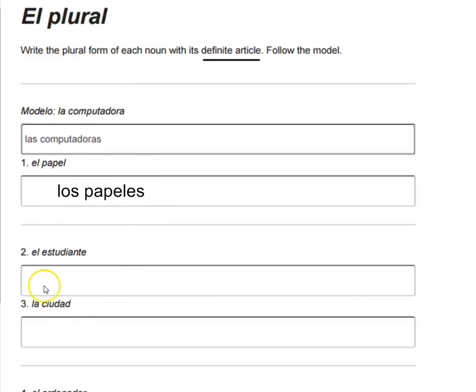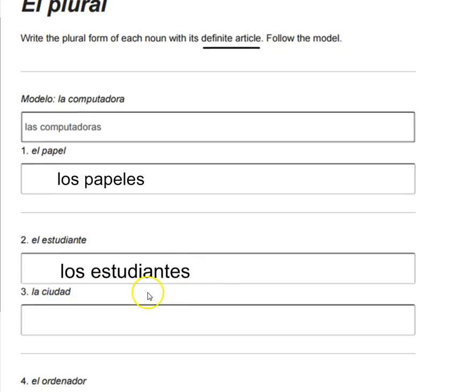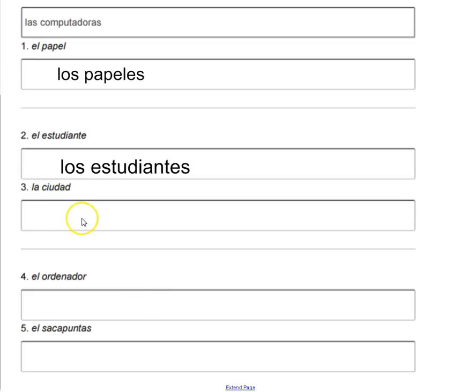So let's go down here to el estudiante. Let's do the same thing. We have el, plural form of el is los. The word estudiante ends in a vowel, so all we have to do is add s. Bueno? Cool. Let's go to a feminine word like la ciudad. We change la to las, and ciudad ends in a D, it's a consonant. Let's add es to make it las ciudades, the cities.